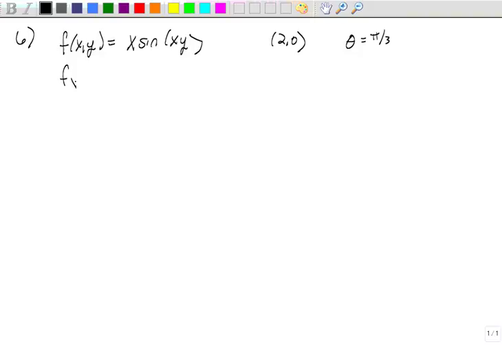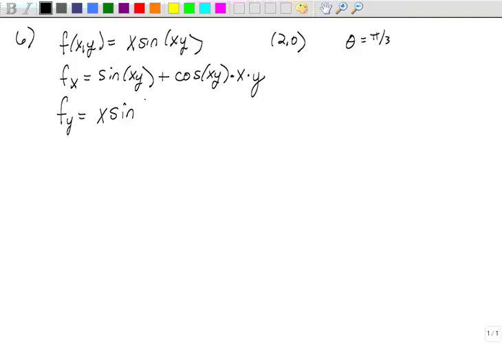So first, to find f_x, we have to use the product rule. Derivative of xy with respect to x is y. And f_y, we don't need the product rule. We have to take the derivative of sine, which is cosine, with respect to y is x.